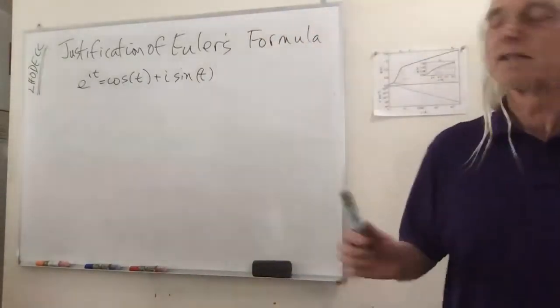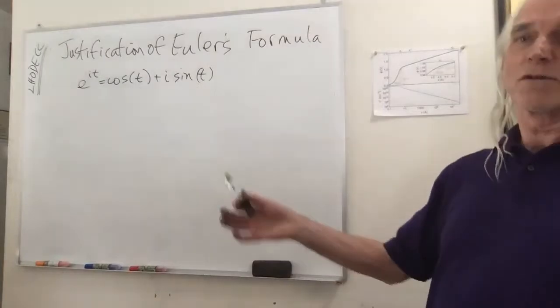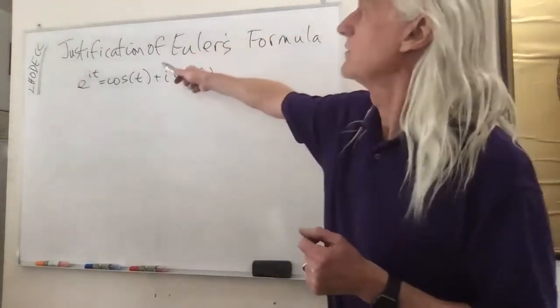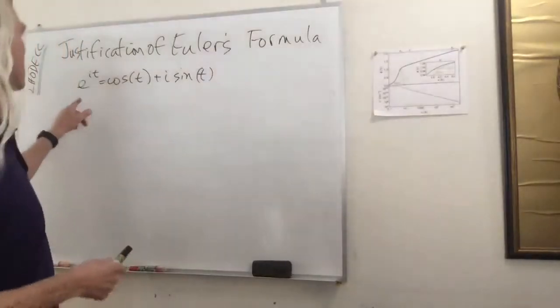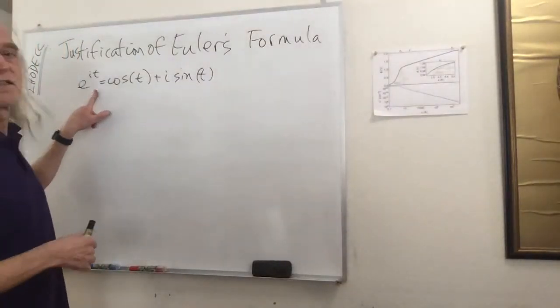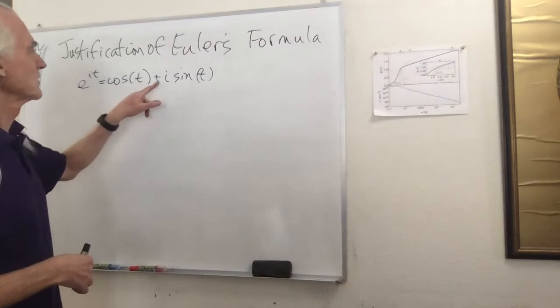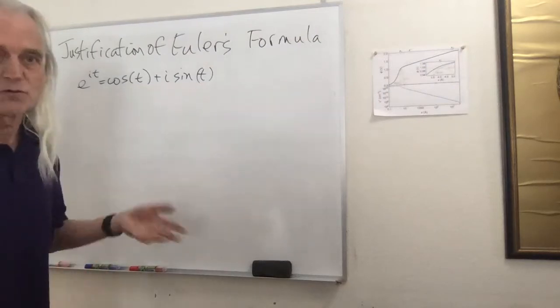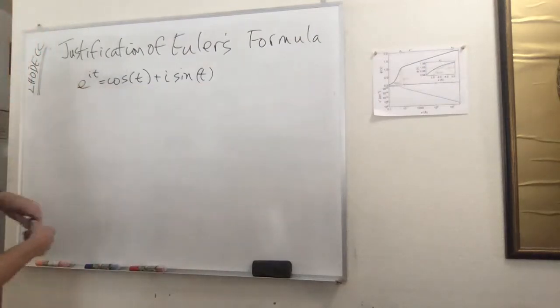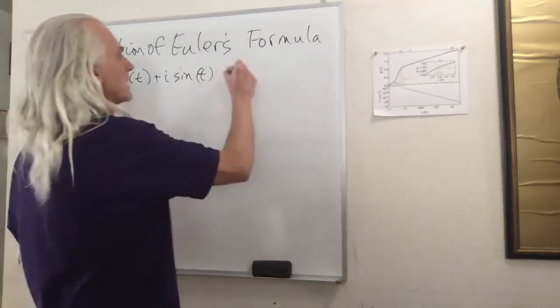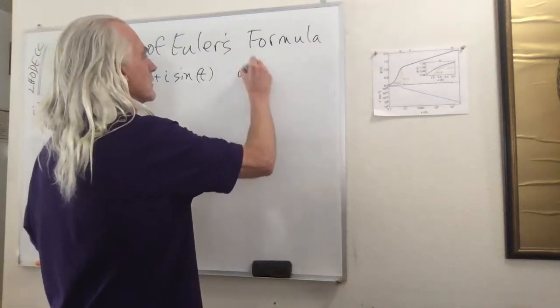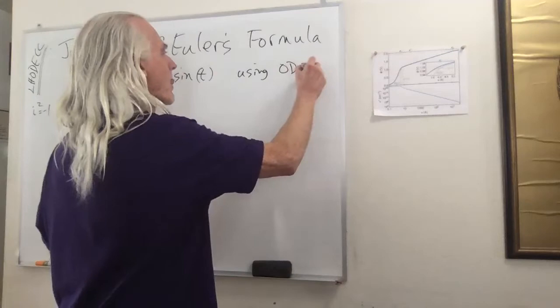Hello. I have a short video, hopefully short here, about justification of Euler's formula. Euler's formula is e to the it equals cos t plus i sine t, where t is a real number and i is the imaginary unit. i squared is -1. But I'm going to do this using ODEs.